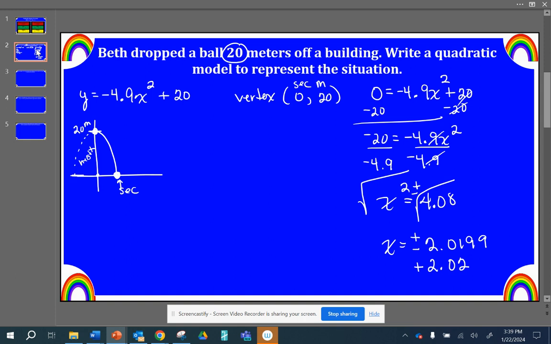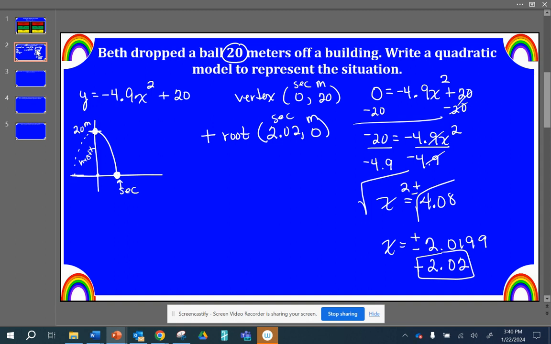So at 2.02 seconds, the positive root or the x-intercept, 2.02 comma 0. So this is seconds and this is meters. So at 2.02 seconds, the object is 0 meters off the ground. So that's when it hits the ground.